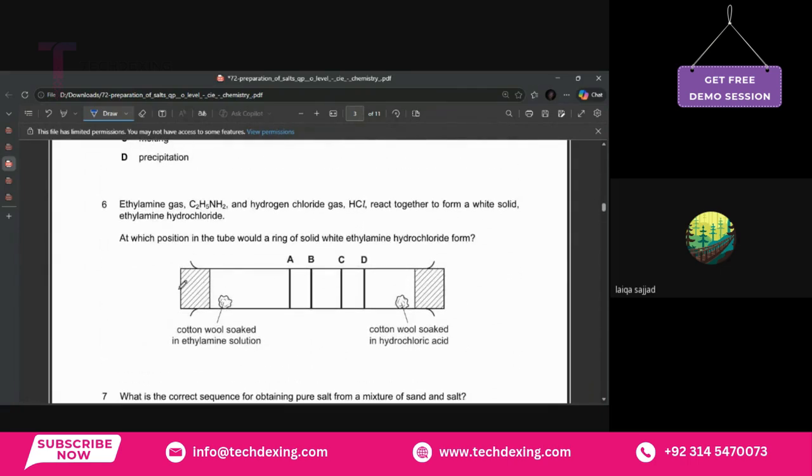Okay, then we are given ethylamine gas and hydrogen chloride gas. They react together to form a white solid, ethylamine hydrochloride. At which position in the tube would a ring of solid white ethylamine hydrochloride form? A, B, C, or D? You are given the options as positions. Cotton wool soaked in ethylamine solution and cotton wool soaked in hydrochloric acid.